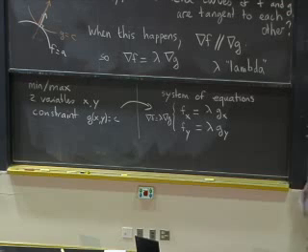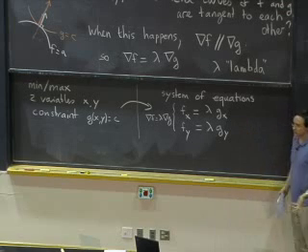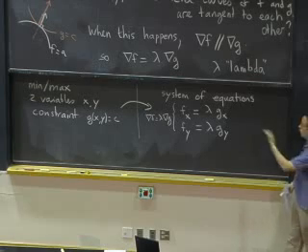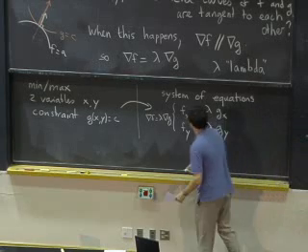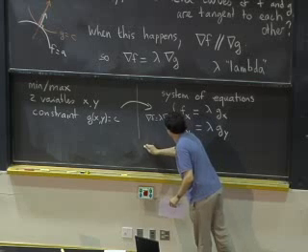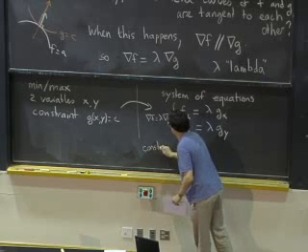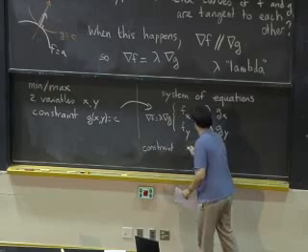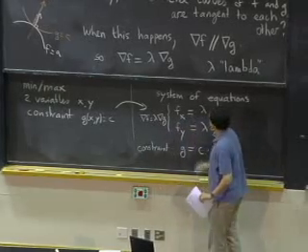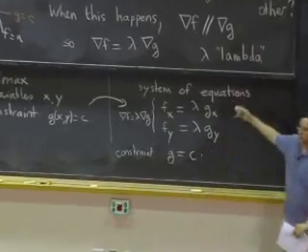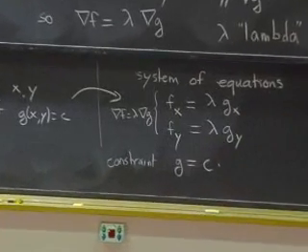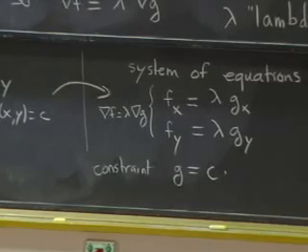Well, yeah, x and y are not actually independent. They're related by the equation g of x, y equals c. So we need to add the constraint g equals c. And now we have three equations involving three variables. OK, let's see how that works.